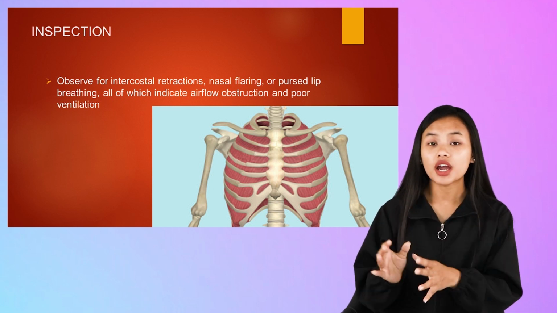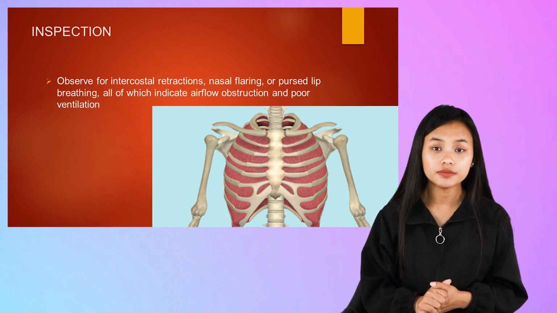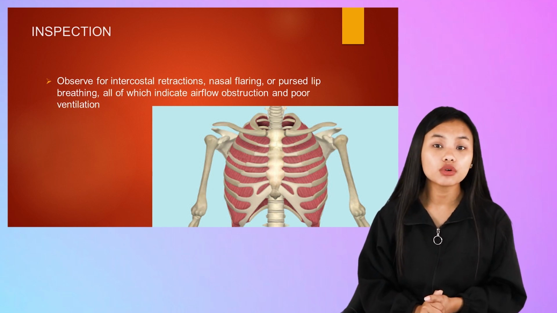So what do we mean by intercostal retraction, by nasal flaring, and by pursed lip breathing? These intercostal retractions are visible indentations between the ribs as the intercostal muscles help in breathing. Nasal flaring is the intermittent movement of the nostrils in each inspiration, and pursed lip breathing is the partial closure of the lips in order to allow the air to be expired slowly.